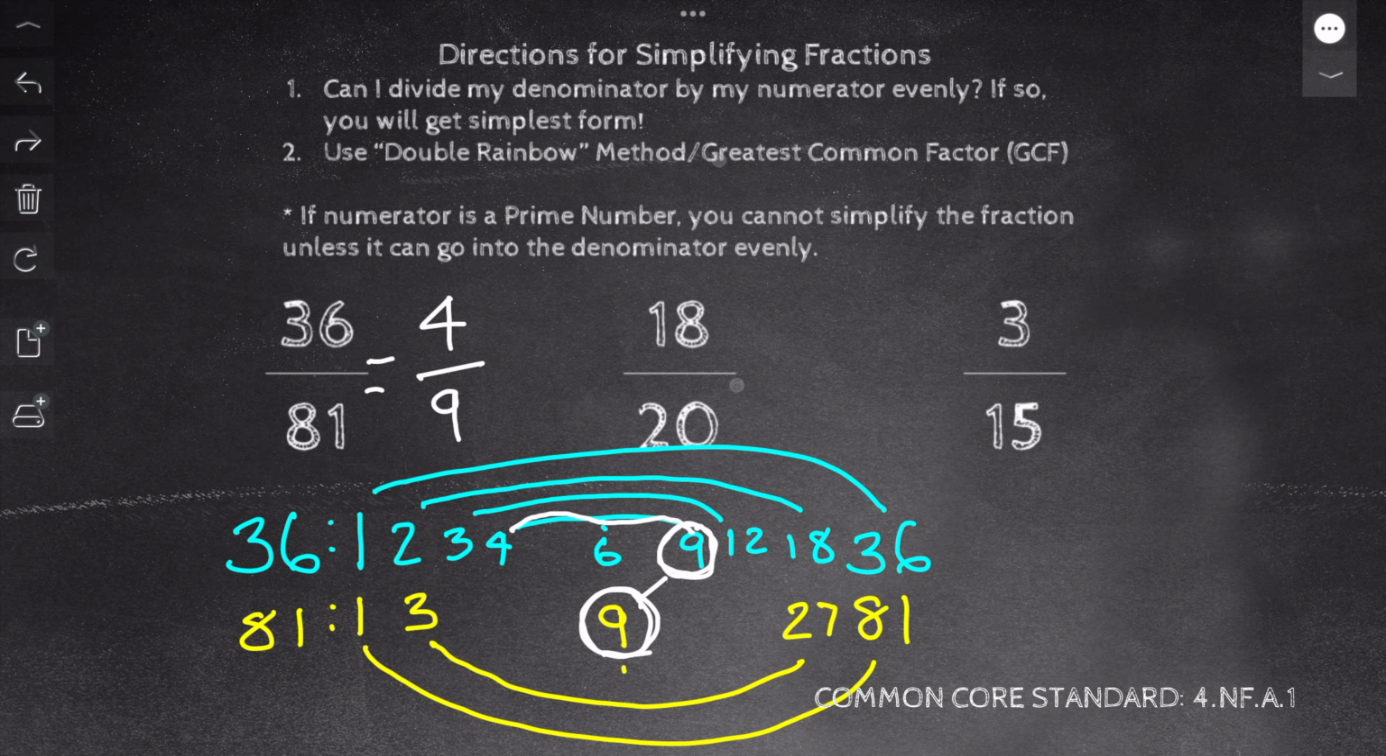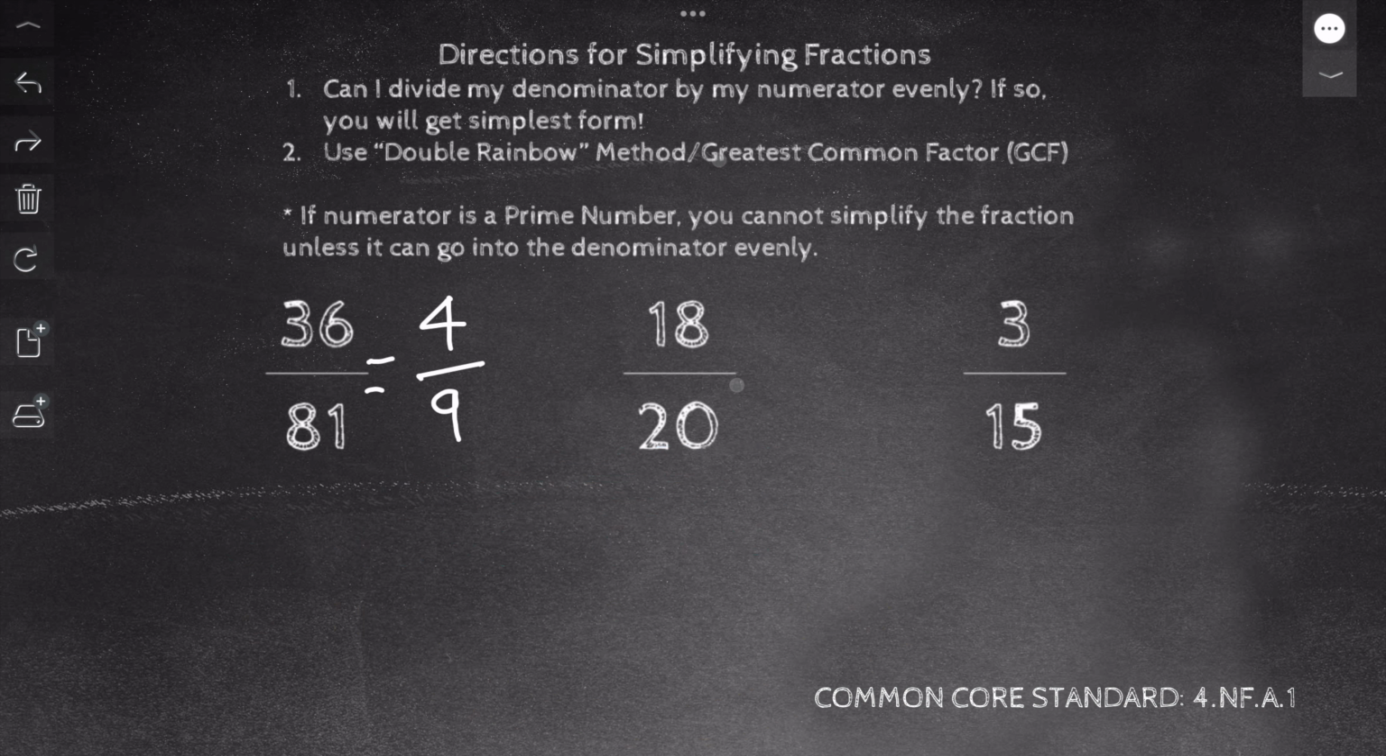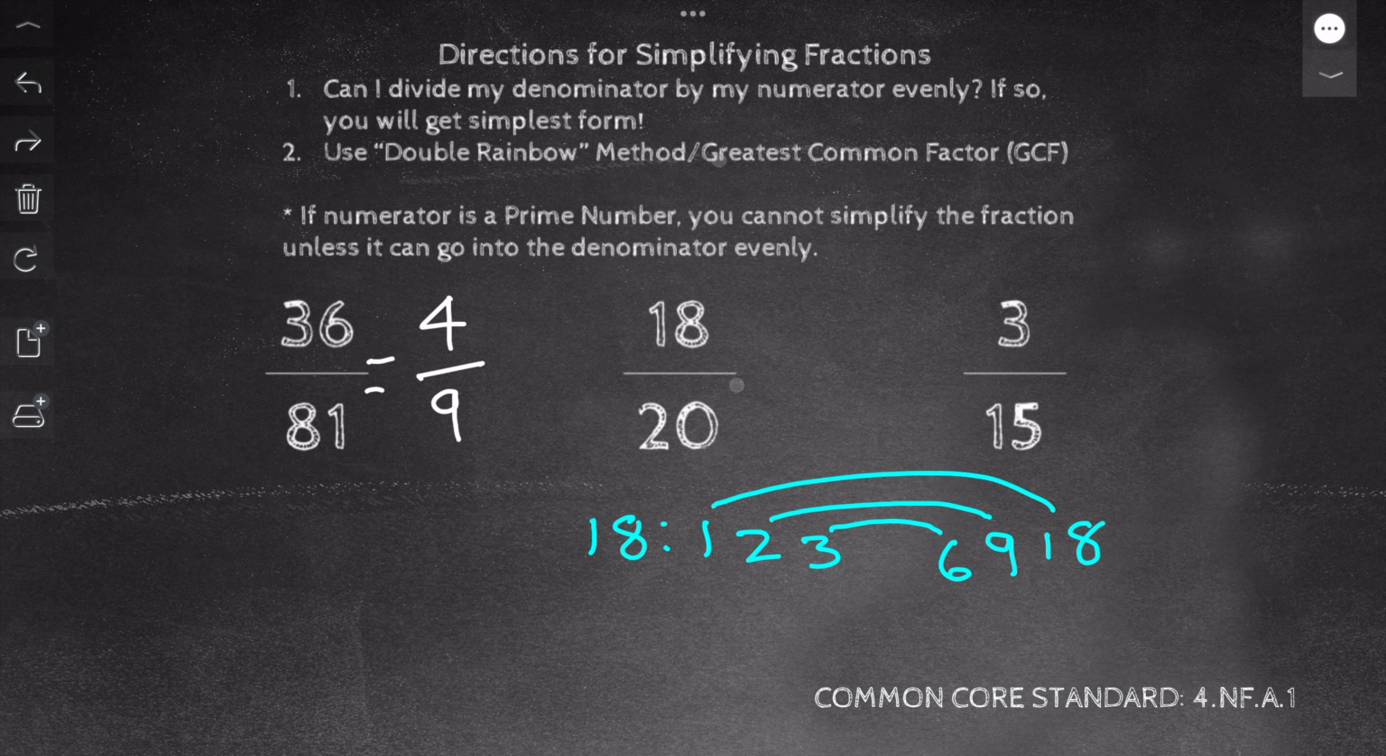Let me clear my board for our next problem. For 18/20, 18 does not go into 20 evenly. So I have 18, and I know 1 times 18 equals 18. 2 times 9 equals 18. 3 times 6 equals 18.